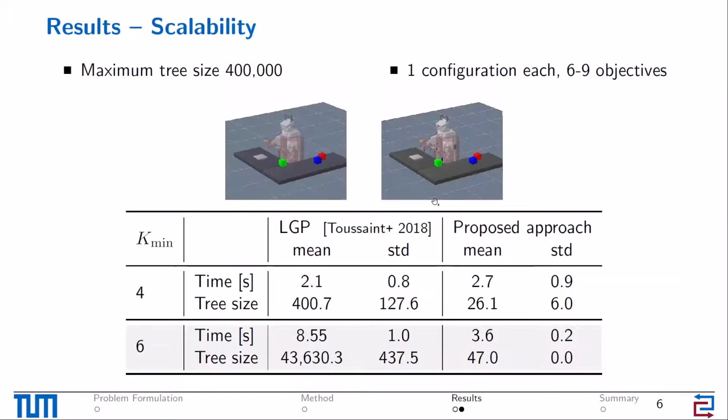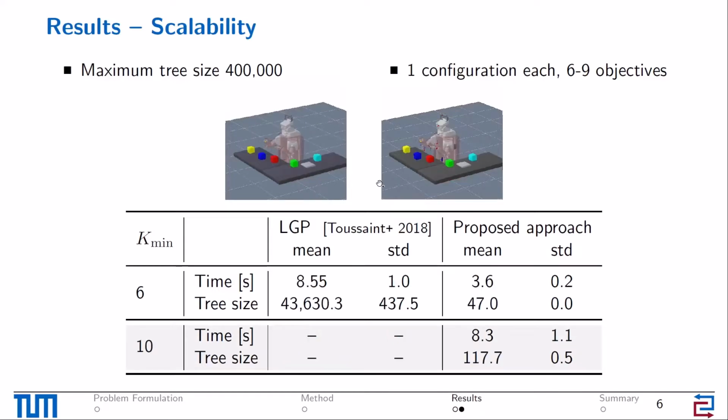We also compared the scalability to a state-of-the-art task and motion planning framework, the LGP, for different problems that required a different number of high-level actions. Here you can see the solution of the proposed approach for the stacking of 3 boxes on a tray. For this problem, the proposed approach already requires significantly less time and expanded nodes to find a solution.